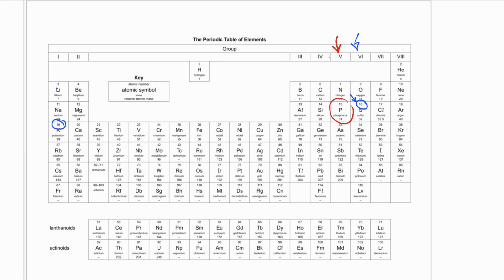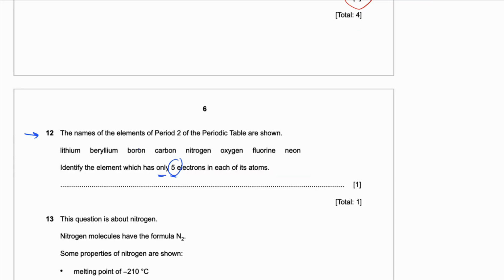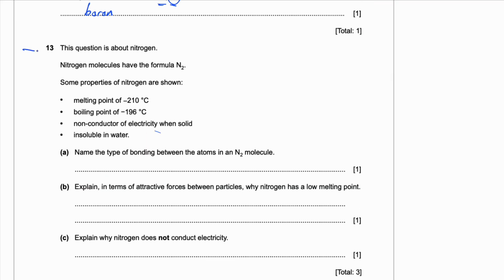If you get back to the periodic table and you look at the element that has a proton number of 5, that's going to be boron. And remember, proton number or number of protons in an atom should be equal to the number of electrons. So the answer here should be boron. Next question, question 13. This question is about nitrogen.